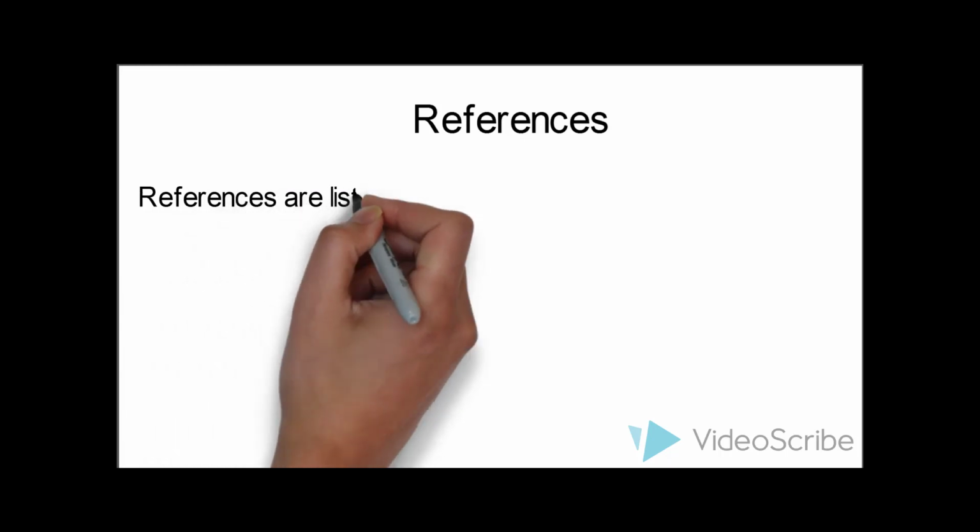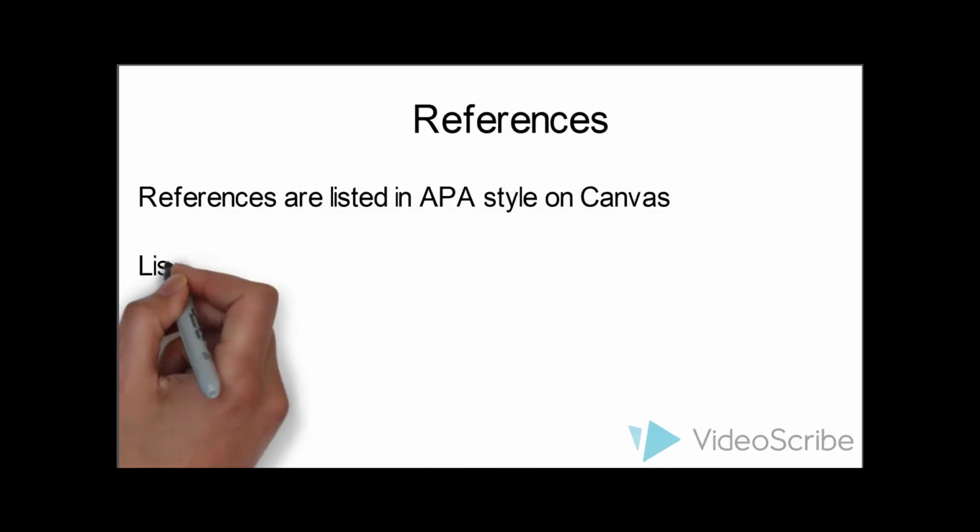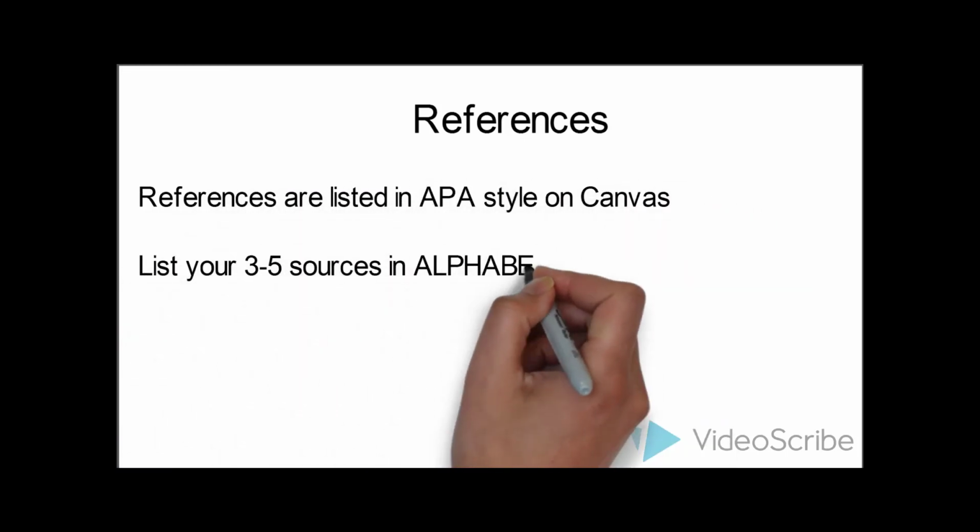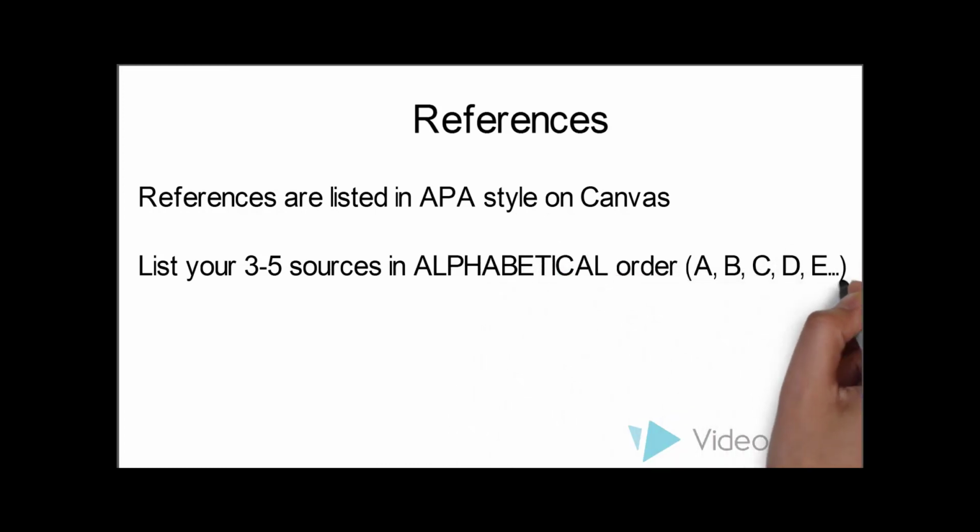The very last thing will be your references. Hopefully this will be easy because the references are listed already in APA style on Canvas. So you need to pull out the 3 to 5 sources that you used of the 7 and put them in alphabetical order.